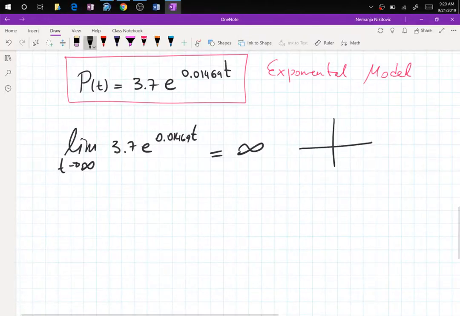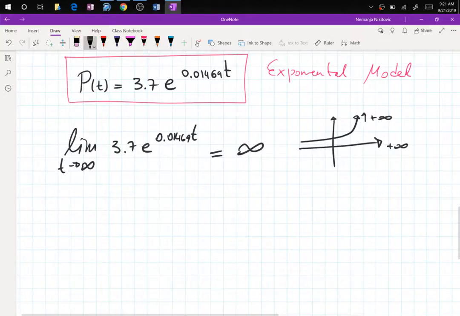Because you can take a look at any exponential graph, right? When you take a look at any exponential graph, if you go to positive infinity, you will go to positive infinity as the y value. We know that limits calculate y values of a function. Therefore, it will go to positive infinity. And this is where we see that this model is not that great.